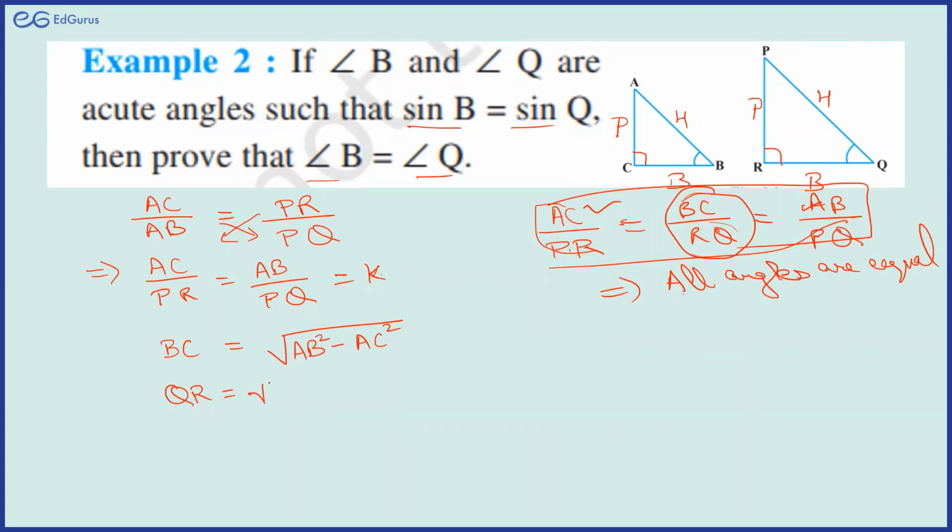is equal to, so ये जो BC हमने निकाला है, एक हम PQ square minus PR square निकाल रहे हैं. Yes, ma'am. PQ square minus PR square, right? Yeah. Now BC upon QR, ये क्या होगा? इनको हमने डिवाइड कर दिया. AB square minus AC square divided by PQ square minus PR square, right?